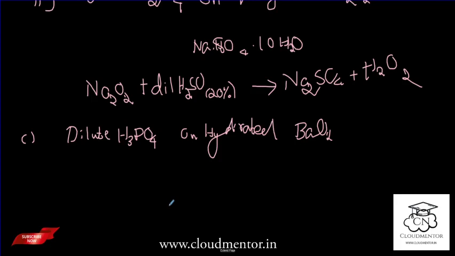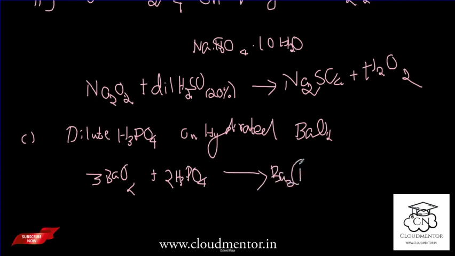The reaction can be written like this: 3BaO2 reacts with a weak acid like H3PO4, giving the precipitate Ba3(PO4)2 along with our hydrogen peroxide. The insoluble barium phosphate is filtered off. The filtrate consists of hydrogen peroxide.